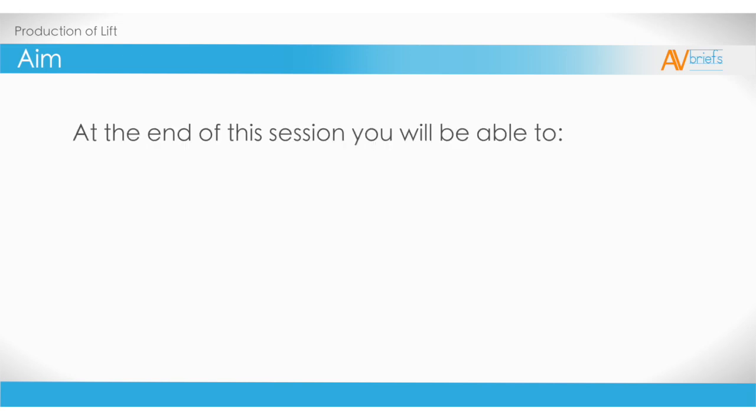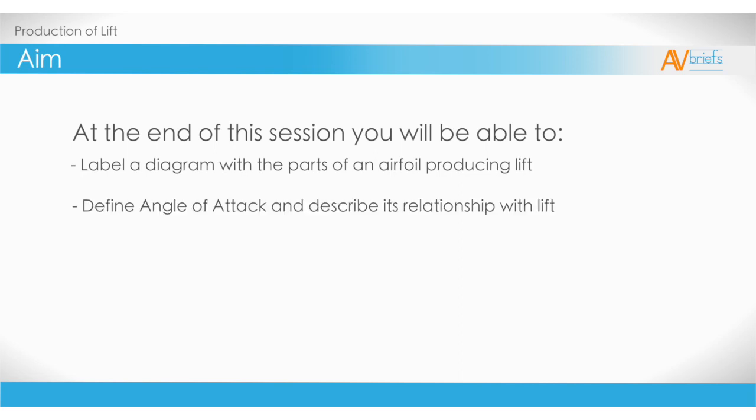At the end of this session you will be able to label a diagram with the parts of an airfoil producing lift. Define angle of attack and describe its relationship with lift. And state 3 ways that a pilot can control the production of lift.